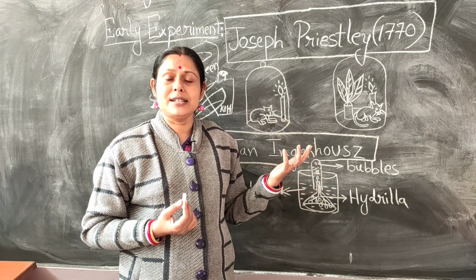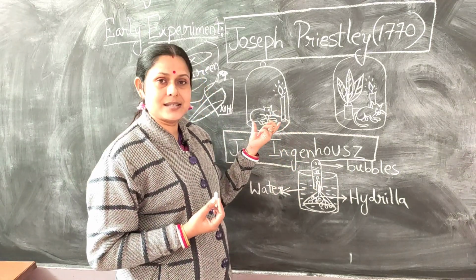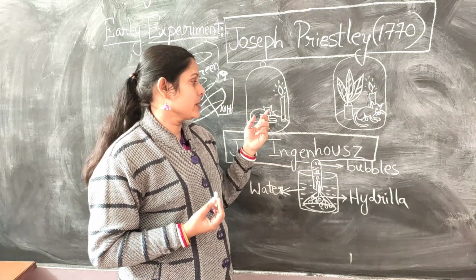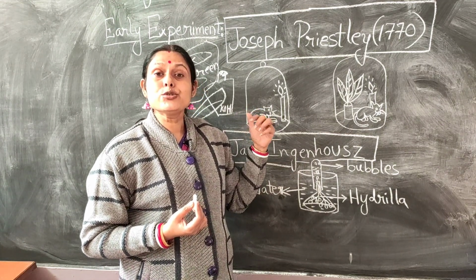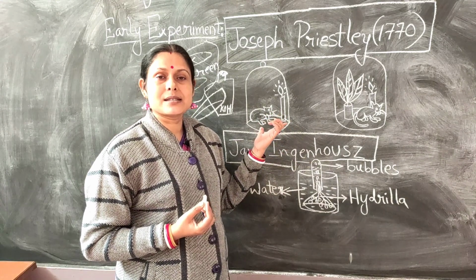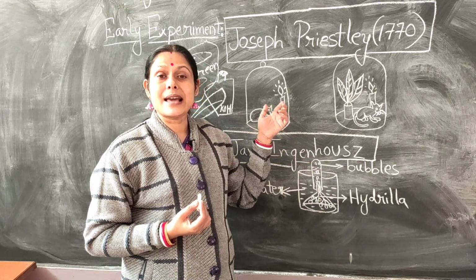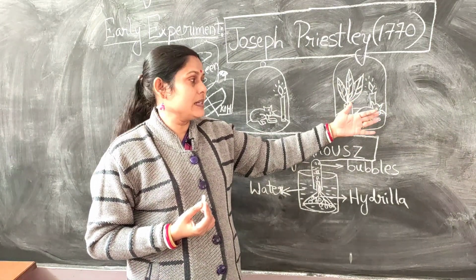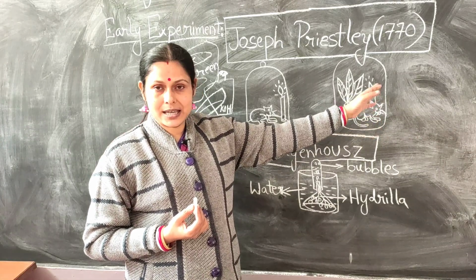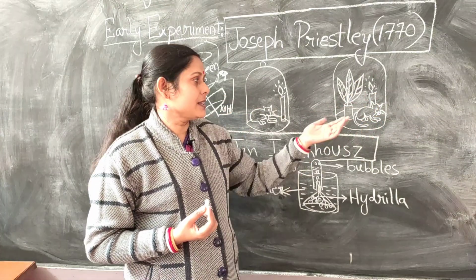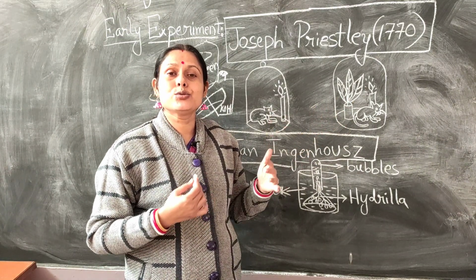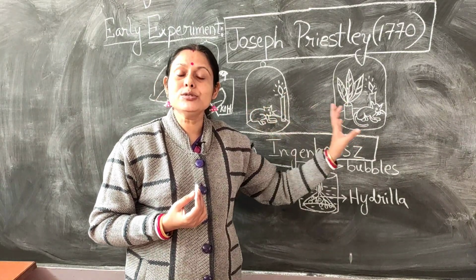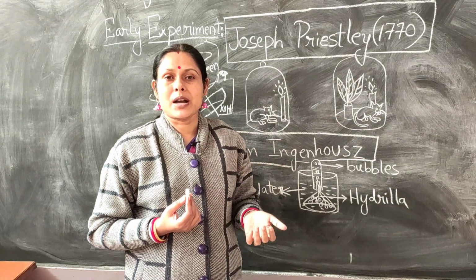Now from this he got an idea that maybe some stale gases released in the bell jar because of the burning of the candle or the breathing of the animal resulted in a deficiency of oxygen, which resulted in the death of the mouse and the extinguishing of the candle. Whereas in this case the stale air released by the rat and the candle was purified by the green plant, which recycled the used oxygen within the bell jar, and that continued the burning of the candle as well as the survival of the rat.